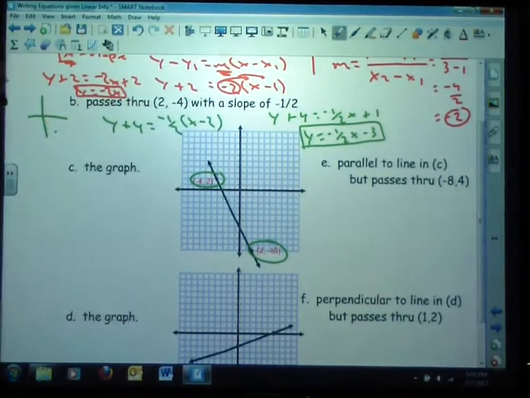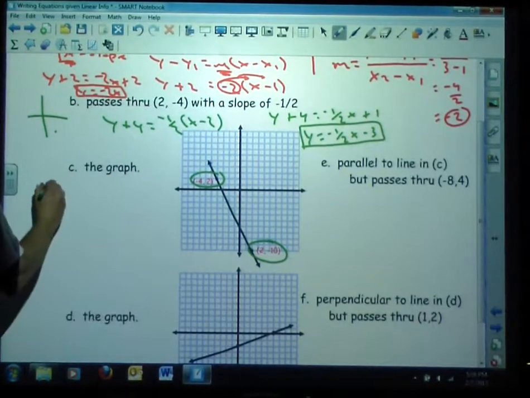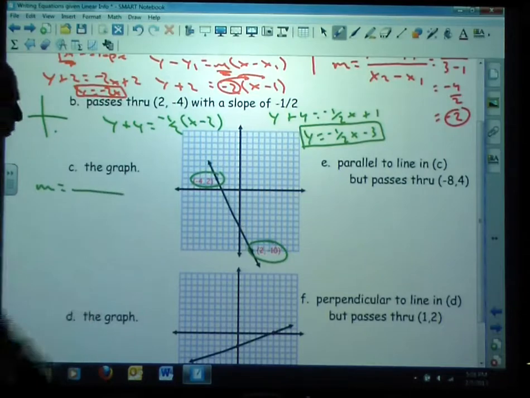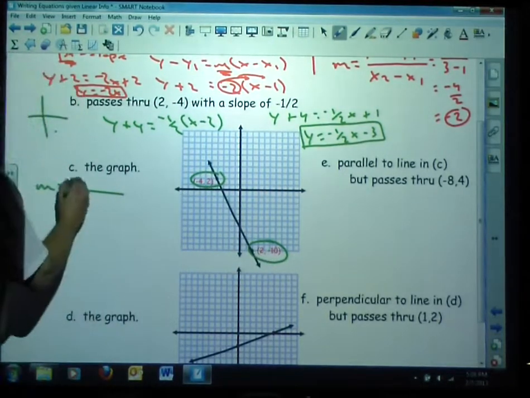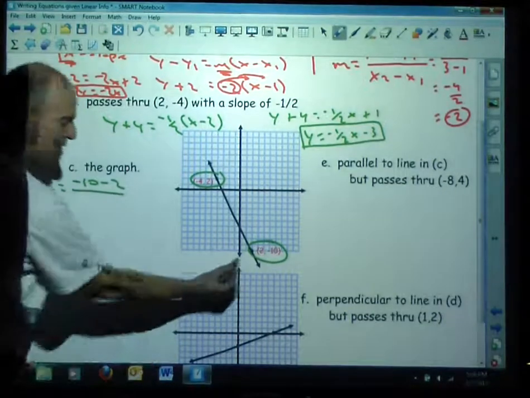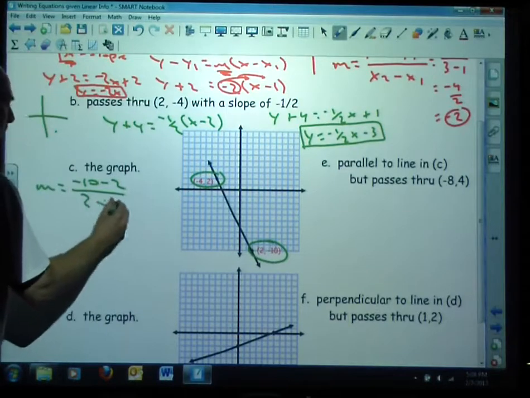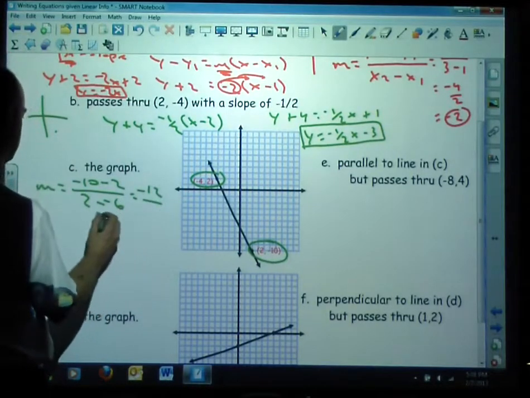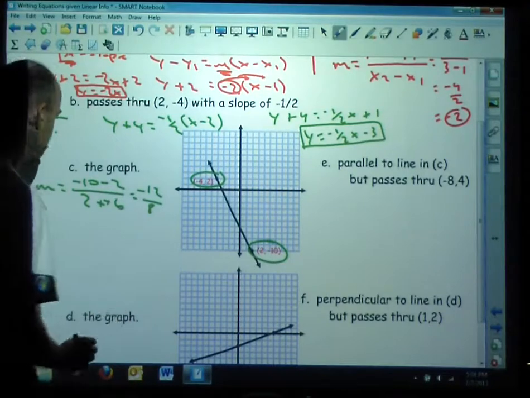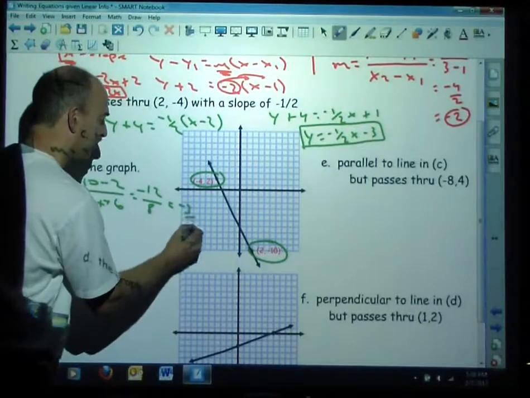They've just given me 2 points. So I'm going to have to use point-slope and figure out my slope. So y2 would be negative 10 minus y1 would be 2, so negative 10 minus 2, over x2, the x value of my second point, 2 minus negative 4. I got negative 12 over 8, which is negative 1.5 or negative 3/2.